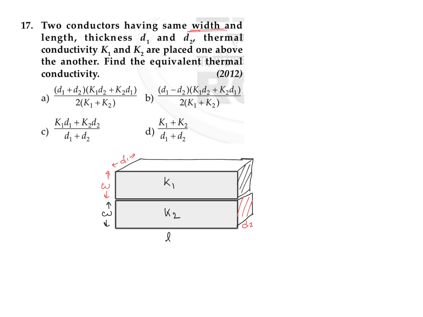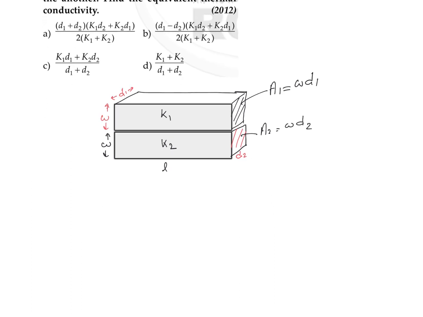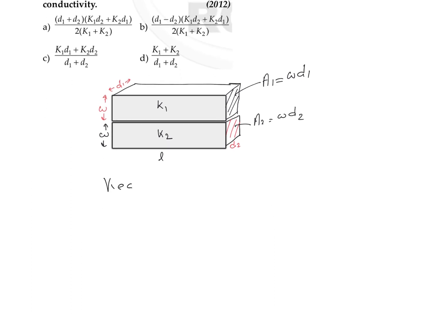So the area of cross section is different, and the length is the same. So it is a common case of a parallel combination. The area of this one, let's write it as A1, is W into D1, and the area of this one is W into D2. Now we can write the equation for K equivalent. I'm writing the equation for equivalent conductivity in a parallel combination: K1 A1 plus K2 A2 divided by A1 plus A2.